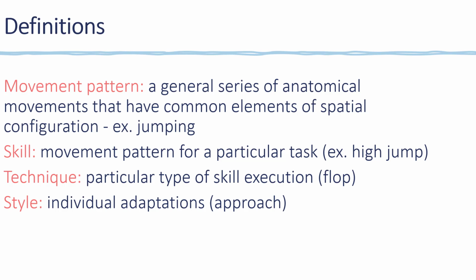Next, we have a technique. It's a particular type of skill execution. Again, if we're thinking of the high jump, the flop is a specific technique that people use when they're executing that high jump skill. If you watched the Olympics in the summertime, you would have seen a lot of this. And the last one is style, which is really just individual adaptation. So your own individual or personal approach to the technique or the skill that you're executing. It's important to understand the difference between these four terms.